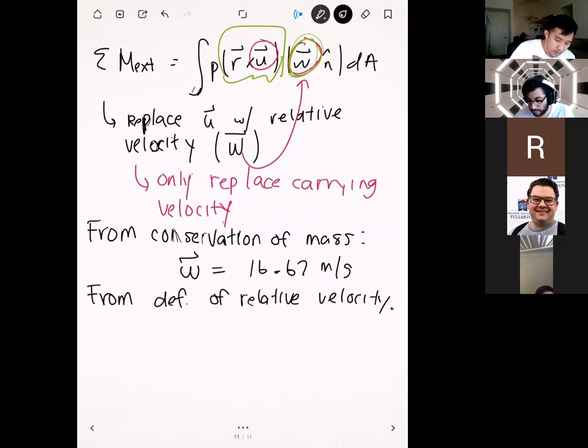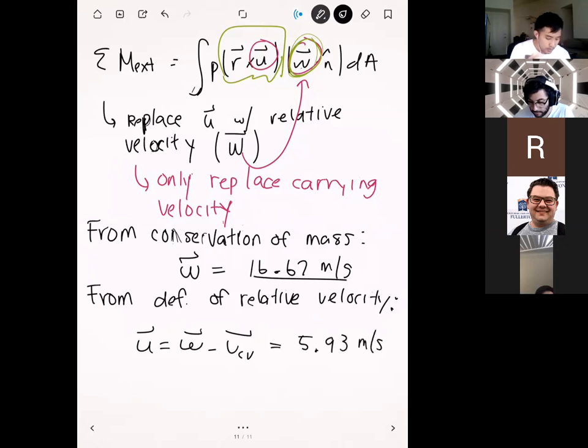Okay. And so now that we have W, we can simply solve for U. So U is simply just going to be W minus VCV. And this is just the definition of the relative velocity. If we plug in the numbers, we have VCV from the previous page, and we have W from up here, and we get that U is 5.93 meters per second.